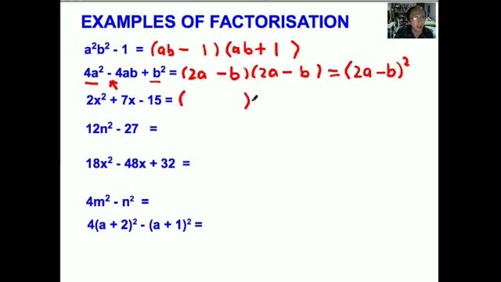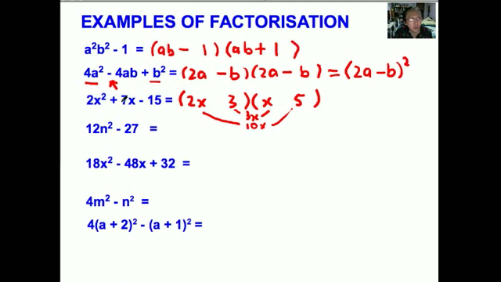Next, this is a factorization by trial and error. The factors of 2x squared are 2x times x, and 15 is 3 times 5. We have to decide whether to put a 5 here or the 3 here. Suppose I chose a 3 here and a 5 here. Then we need to check the middle term, which in this case is 7x. Thus we have 3x here, and on this side we have 10x.